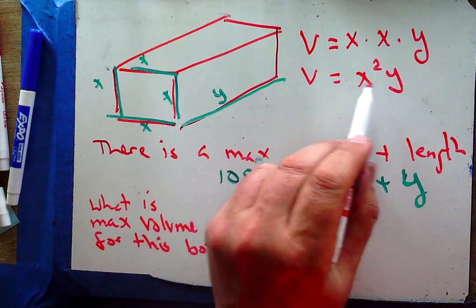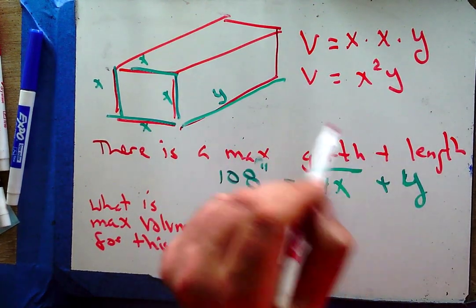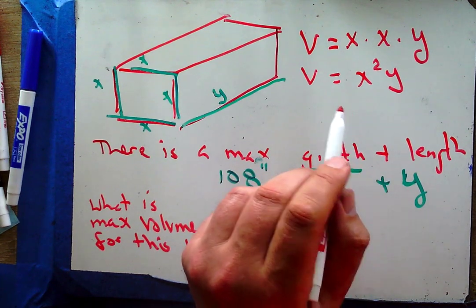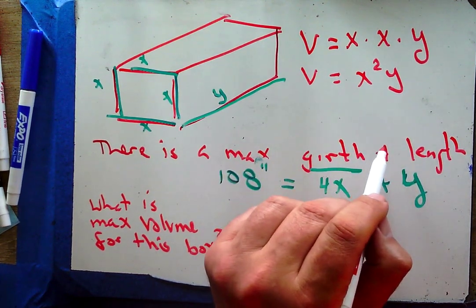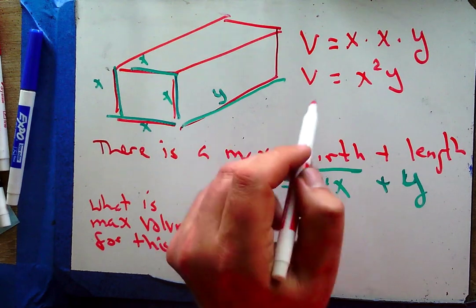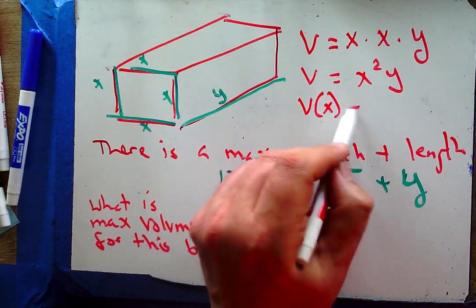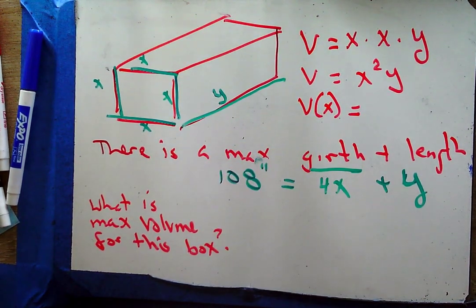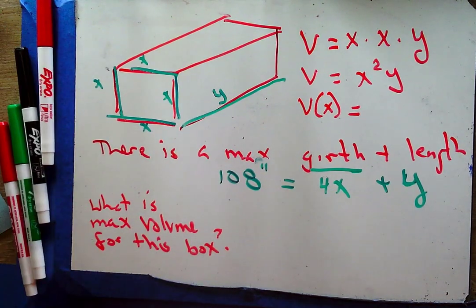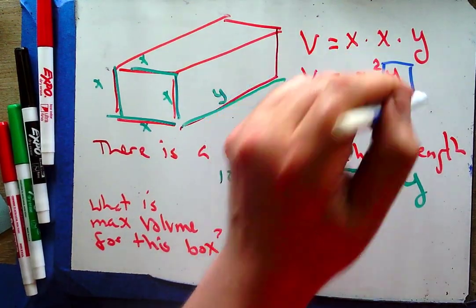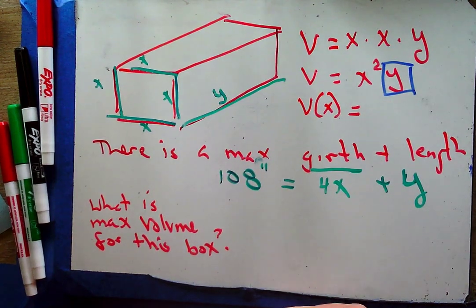So is volume in terms of one variable right now? Is volume a function of just one variable, or is it a function of two? Yeah, it's a function of two, so I really want to get v of x. I want to get volume in terms of one variable. If only I had a helping equation that could help me get rid of y and replace y with some x stuff, that'd be fabulous.